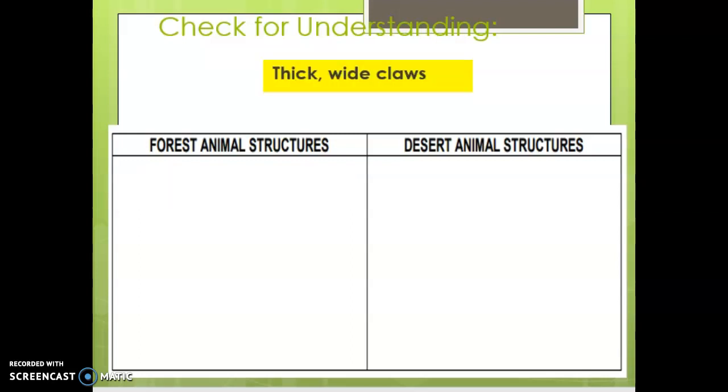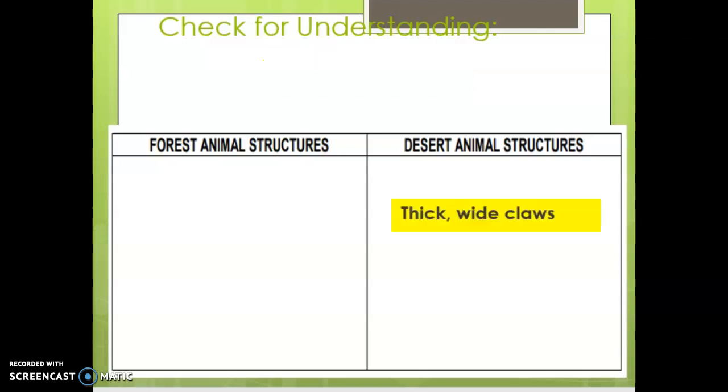Thick, wide claws. This is most helpful in a desert ecosystem. Why? Because animals can more easily dig deep into the hard desert soil so that they can stay cool from the harsh heat of the desert, and it also serves as protection from predators.